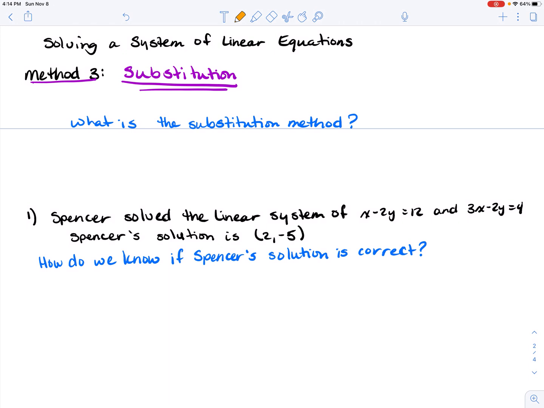The substitution method is when we substitute one variable into the second variable. So how do we do this? Well, let me show you through an example.